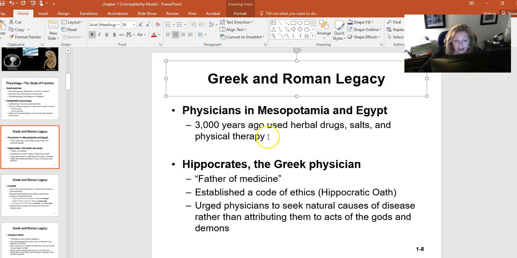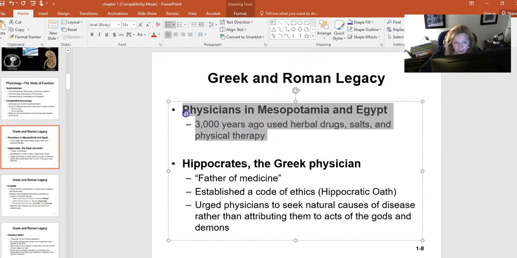Like, it is interesting and FYI that over 3,000 years ago in Mesopotamia, they were doing the craziest things. How crazy? Herbal salts and laying hands on and those types of things. Is that crazy? No, because I don't like the word crazy either.